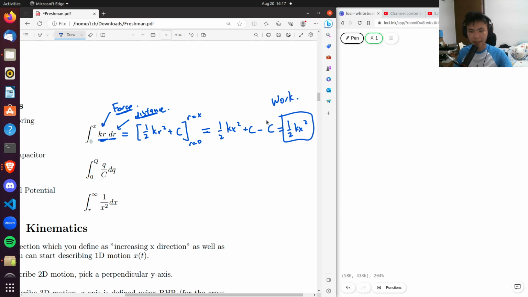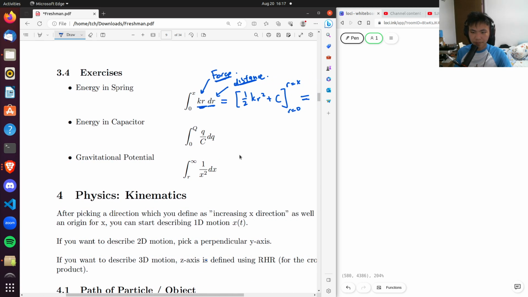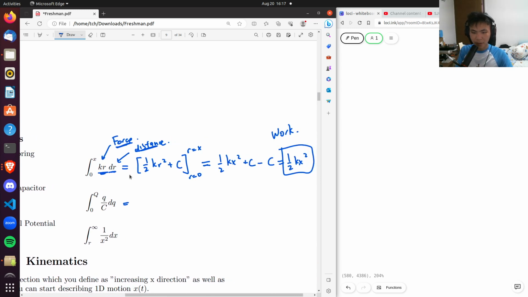But we'll talk more about that in the future. So next is the energy in the capacitor. Very similar to the above example. In fact, mathematically kind of identical. Just that instead of multiplying by a constant k, I'm dividing by a constant C. C is going to be the capacitance, which we'll talk about in the future, but I just want to focus on the integral for now.